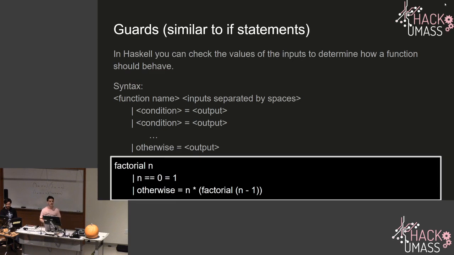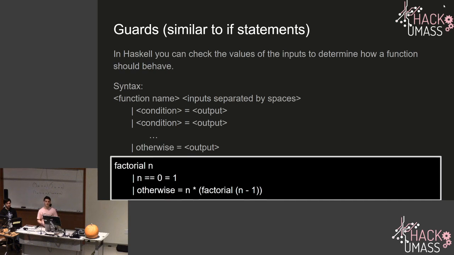The way you write it is you write the function name, then all the inputs separated by spaces. You go to a new line and tab in to denote it's still the definition of that function. You use that bar character. You write the condition, which must output a Boolean, by the way, and then equals, and then the value if that's true. And you are required to have an otherwise statement, otherwise known as else in if statements, because a function must always output the same type and it must output something.